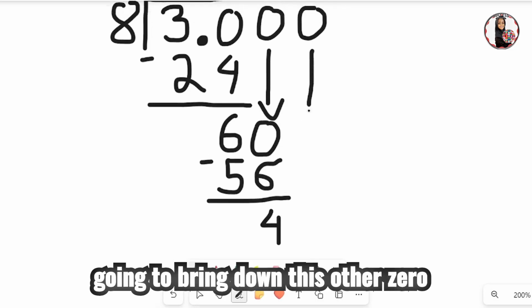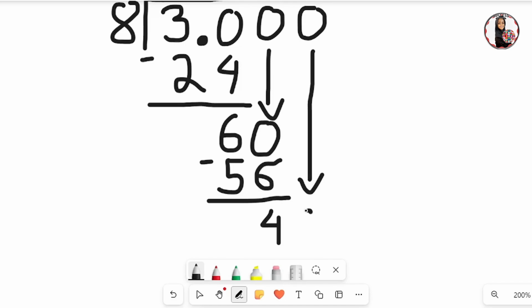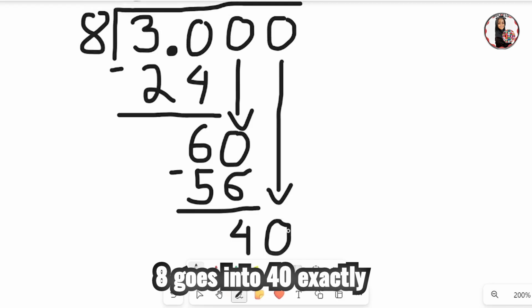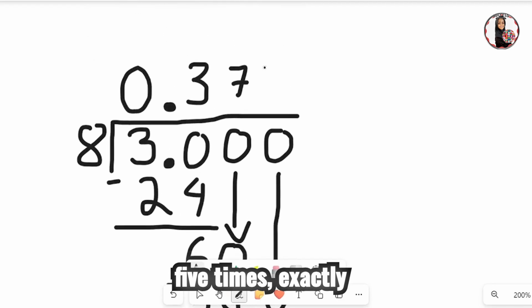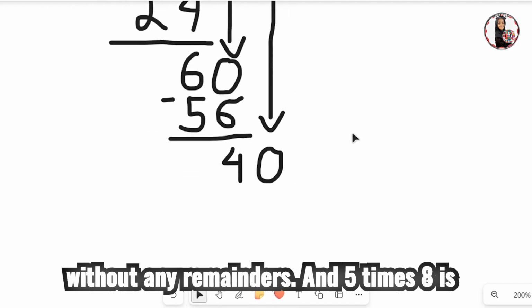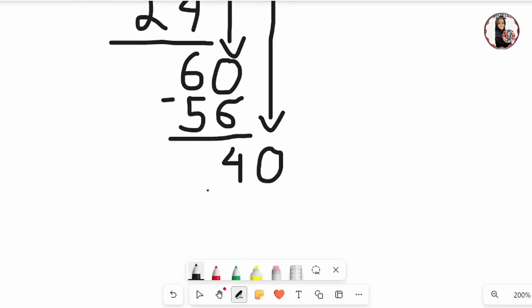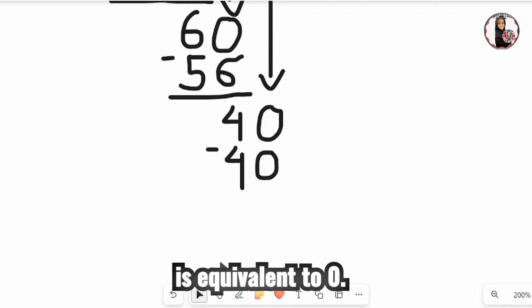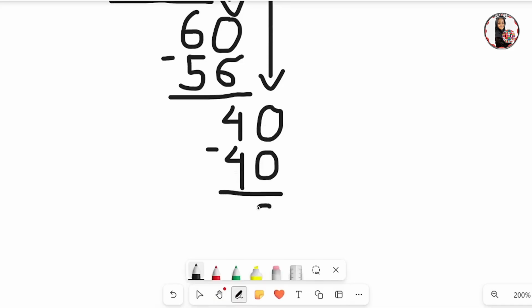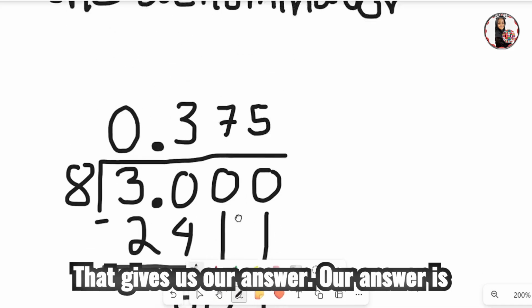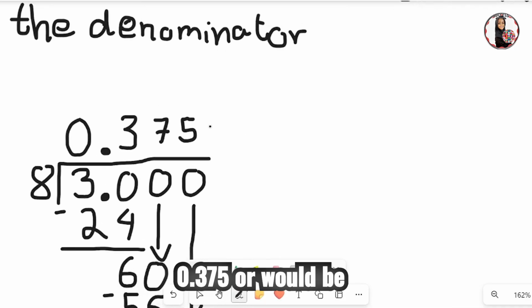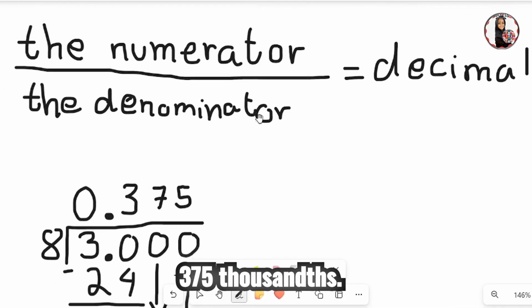Then we're going to bring down this other 0 to give us 40. Then we know 8 goes into 40 exactly 5 times, without any remainders. And 5 times 8 is 40. So 40 minus 40 is equivalent to 0. That gives us our answer. Our answer is 0.375, or 375 thousandths.